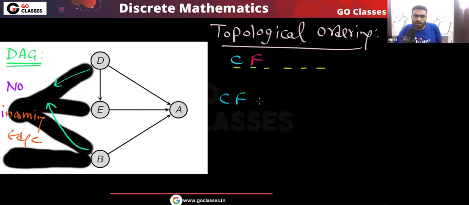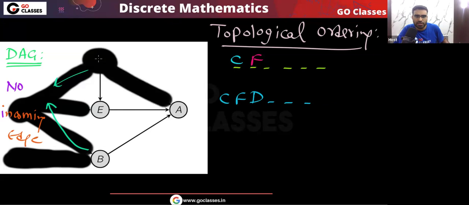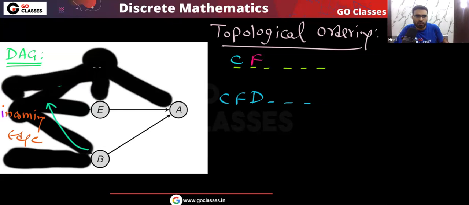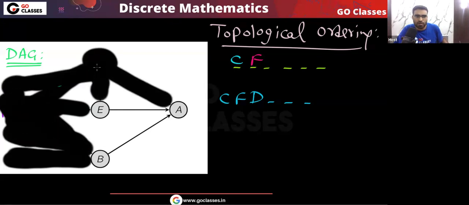Remember, it will happen like this. Let's assume I am putting D. If I am putting D, then what will happen? Tell me. You delete this D also. Now this D is gone, and this is also gone. Now you tell me what will be the next vertex. The next vertex can be either B or E, because now there is no incoming edge in B and there is no incoming edge in E also.